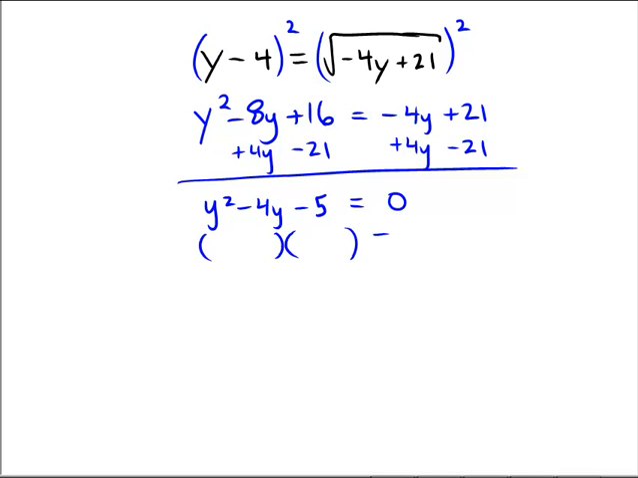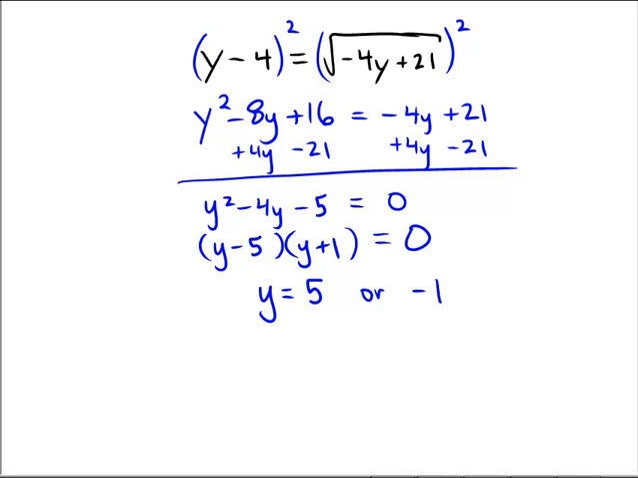And now can you think of any numbers you know and love that multiply to negative 5 and add up to negative 4? Maybe minus 5 and plus 1, right? Because negative 5 times 1 is negative 5, and negative 5 plus 1 is negative 4. So the zero product property seems to be telling us that y equals 5, or possibly negative 1.